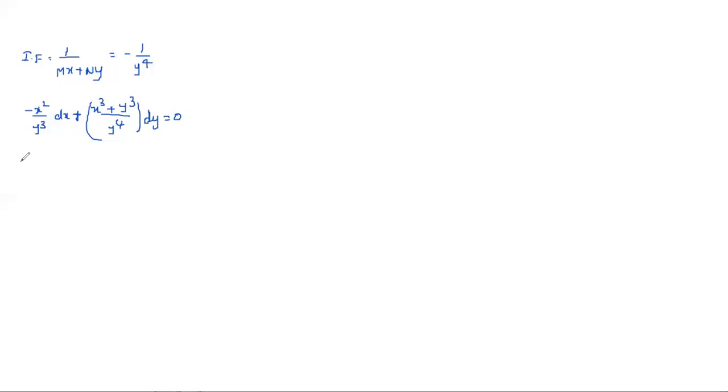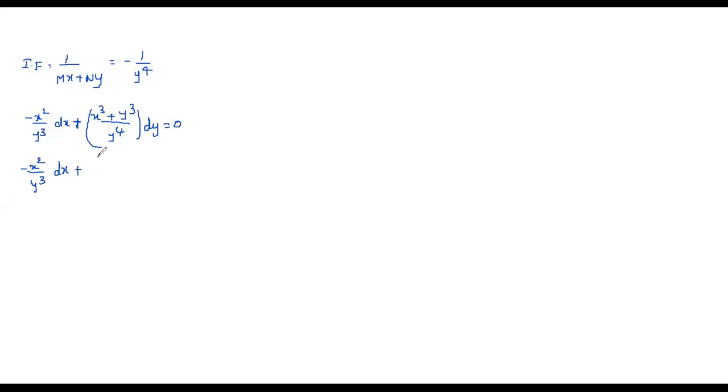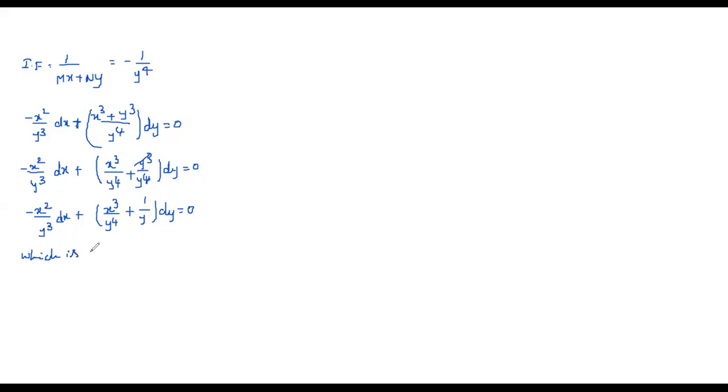Continuation of this one. So minus x square by y cube dx plus, and here we can split the term, x cube by y power 4 plus y cube by y power 4 dy is equal to 0. So this is minus x square by y cube dx plus x cube by y power 4, and next this one and this one cancel, and then 1 by y dy is equal to 0.